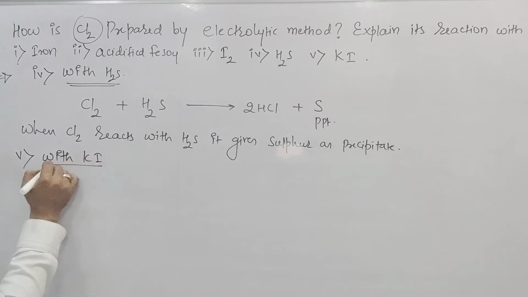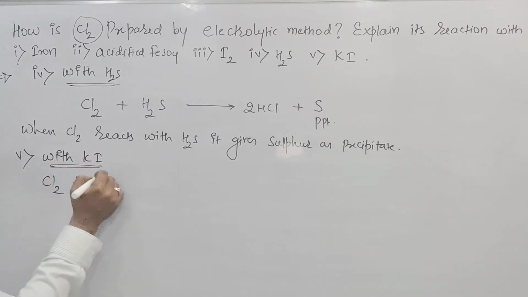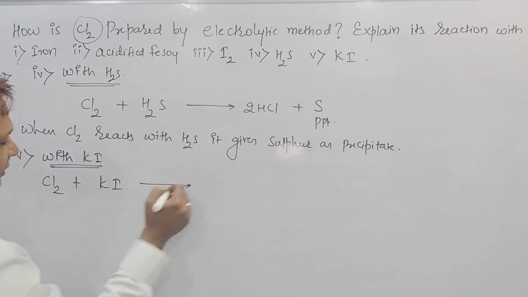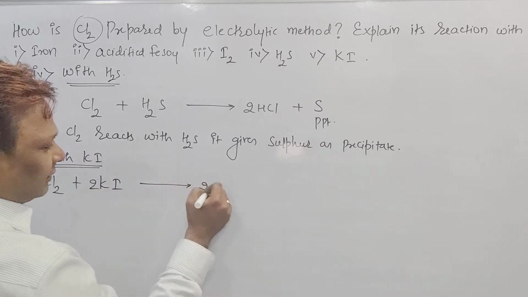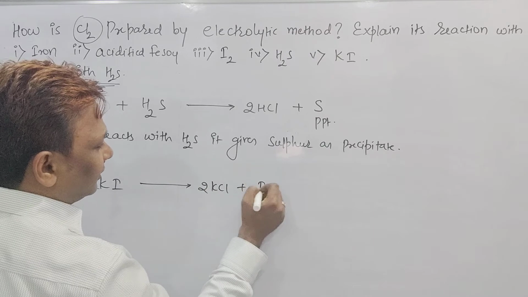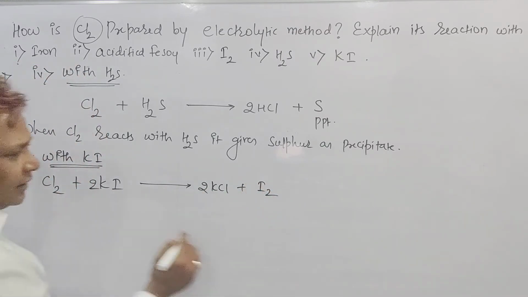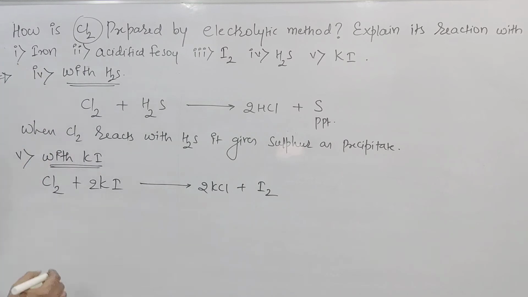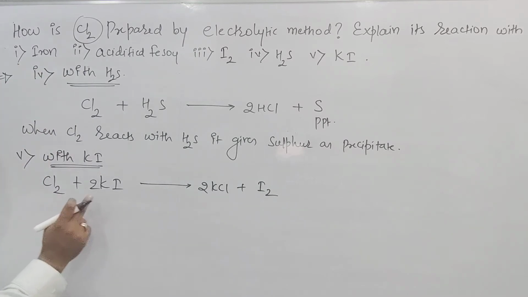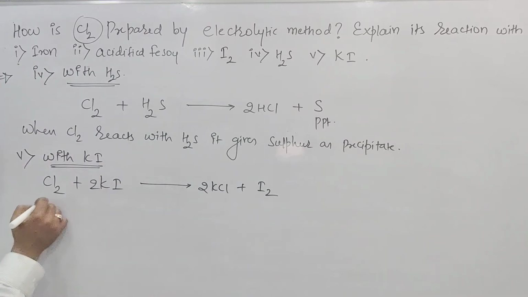But the fifth one now, reaction of chlorine with KI. How about it displaces iodine? So Cl2 on reacting with KI, make it 2 moles, it will form the salt KCl. And see beta, 2K, 2Cl will make 2KCl. I2 is left with you. We got the iodine. So how to say beta here? Chlorine displaces iodine from the KI solution.